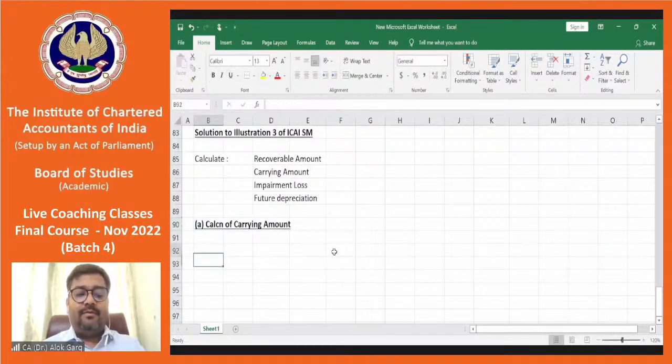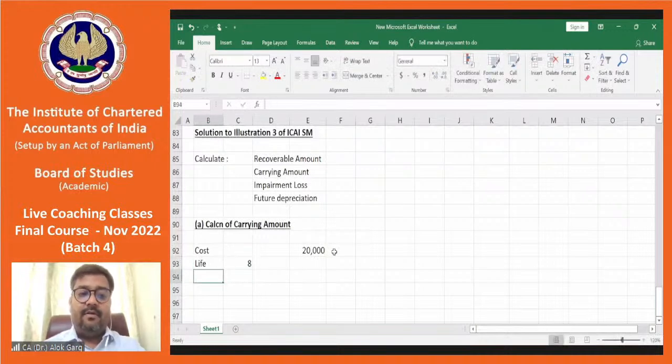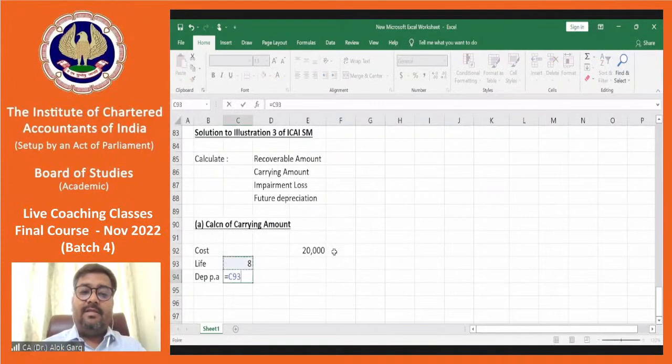Calculation of carrying amount. What is the cost? Cost is 20,000 lakhs. The number is in lakhs. What is the depreciation per annum? What is the life? Life is 8 years. What is my per annum depreciation? My depreciation per annum is 20,000 divided by 8.